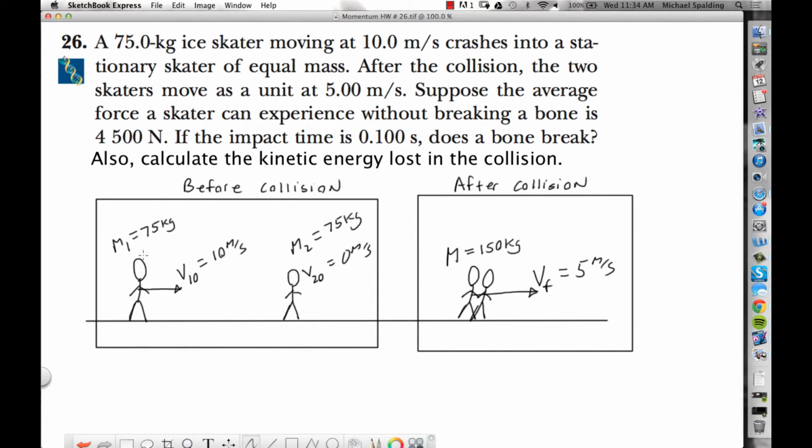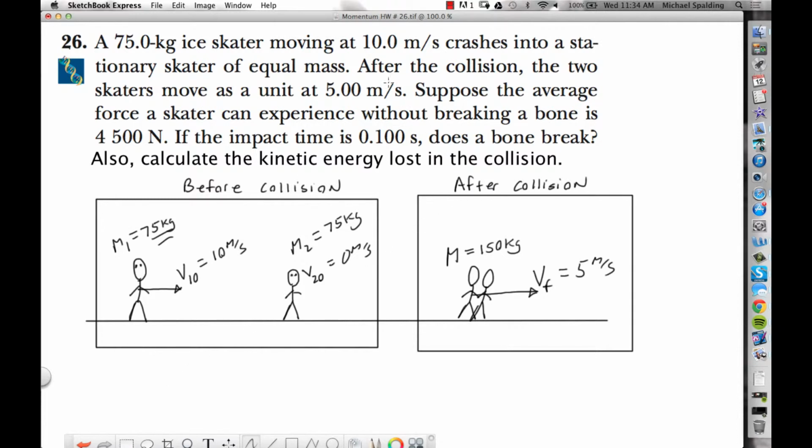So here's what happens in this problem. We got this guy, they're on ice skates. I'm going to call this first guy M1. His mass is 75. He cruises in with a velocity of 10 meters per second and hits this guy here who's standing at rest with no velocity at all. So this is what we have before the collision.